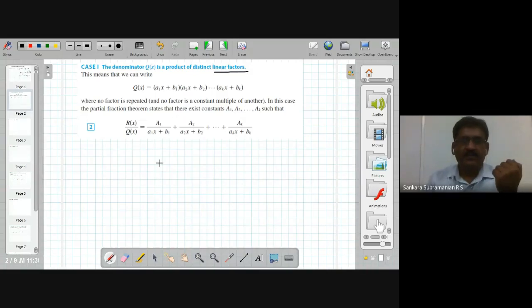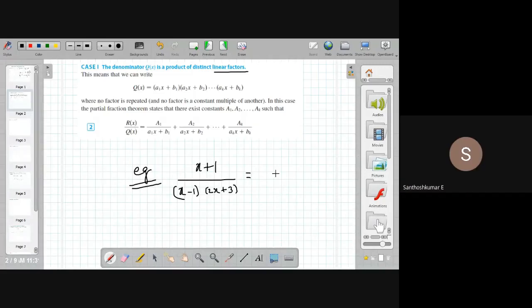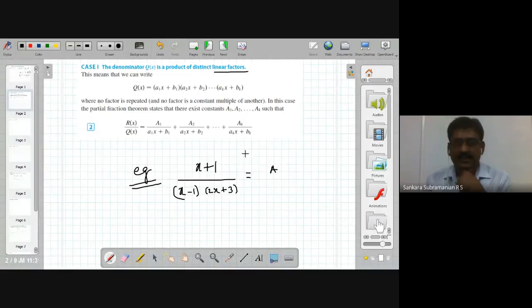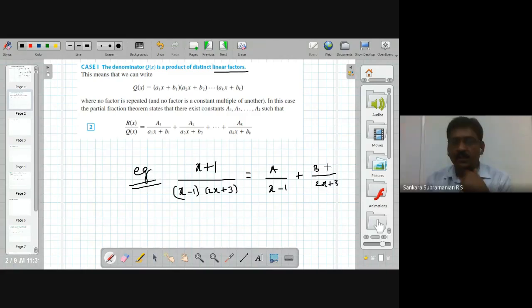If you want to write, for example, x plus 1 by x minus 1 into 2x plus 3, can you tell me how to write this according to this rule? Sir, a by x minus 1. Yes, a by x minus 1 plus b by 2x plus 3. So this is the rule.